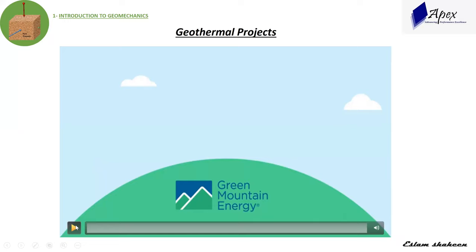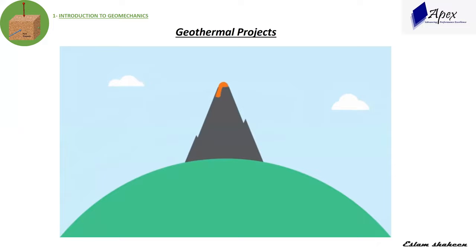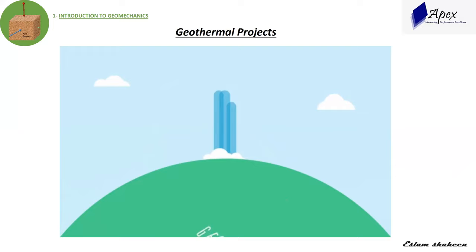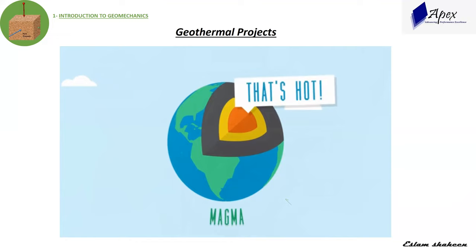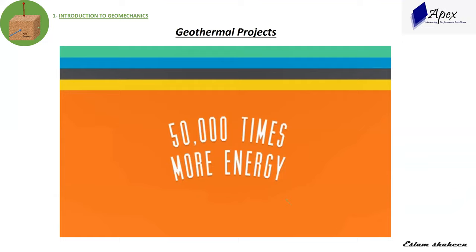Renewable Energy 101. If you've ever observed an erupting volcano or the geysers at Yellowstone National Park, you've seen geothermal energy in action. The Earth's crust is made of rocks and water. Deep below that is a layer of hot, molten rock called magma, which is even hotter than the sun's surface. The heat just over 6 miles below the surface contains 50,000 times more energy than all the oil and natural gas resources in the world.